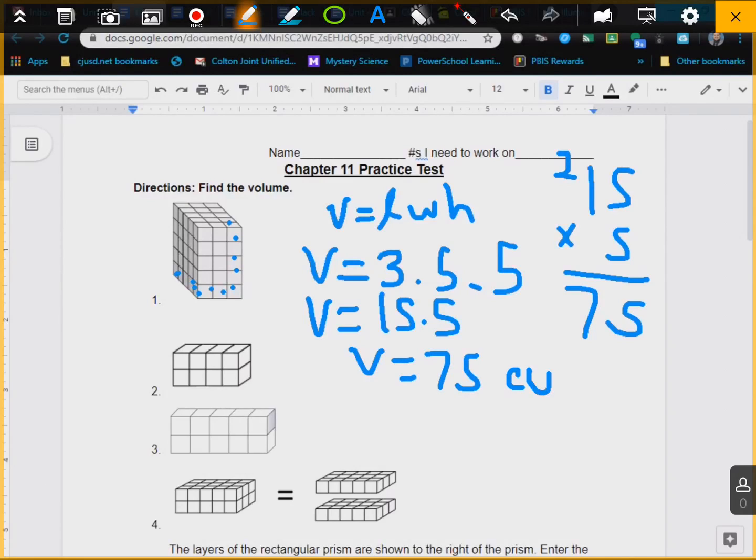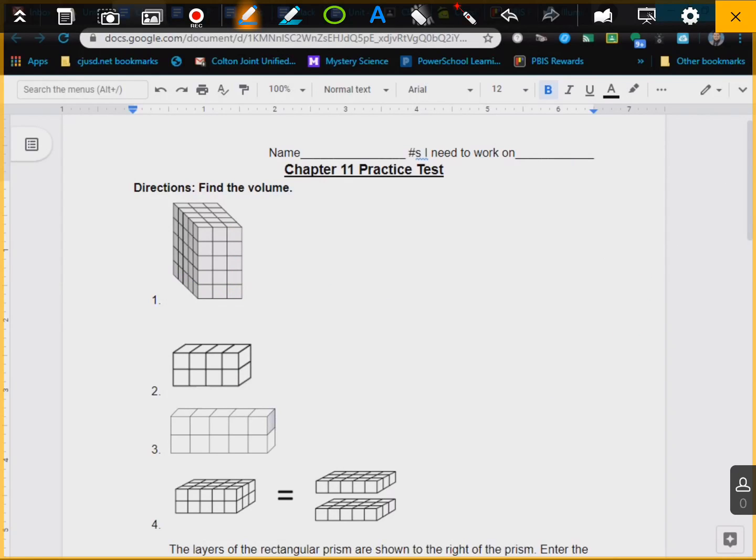Okay. All right. Number 2, you could do volume for this, or you could just count them. So I'm just going to count them because it seems pretty simple. 1, 2, 3, 4, 5, 6, 7, 8. So I know that it's going to be 8 cubic units. And then for number 3, I could do the same thing. 1, 2, 3, 4, 5, 6, 7, 8, 9, 10. 10 cubic units. Because I know that there's only one layer.